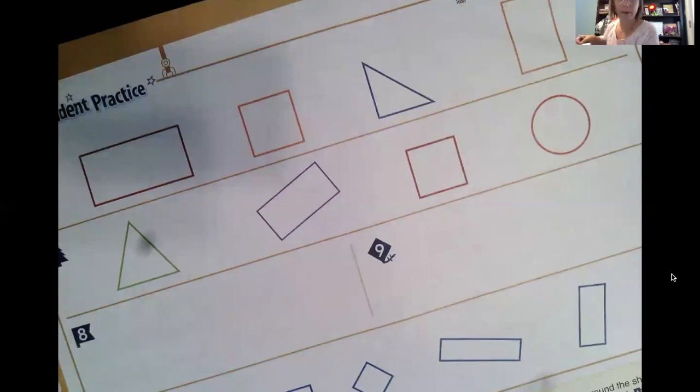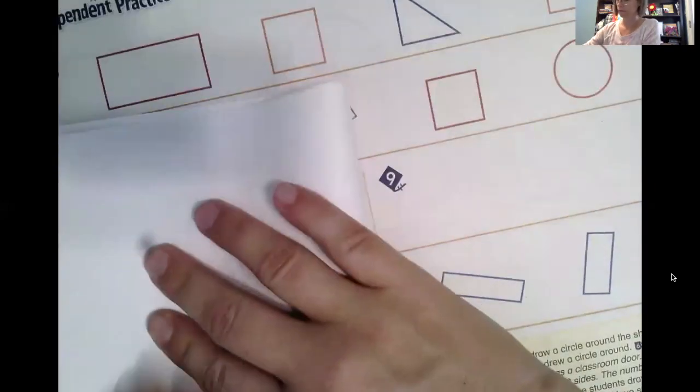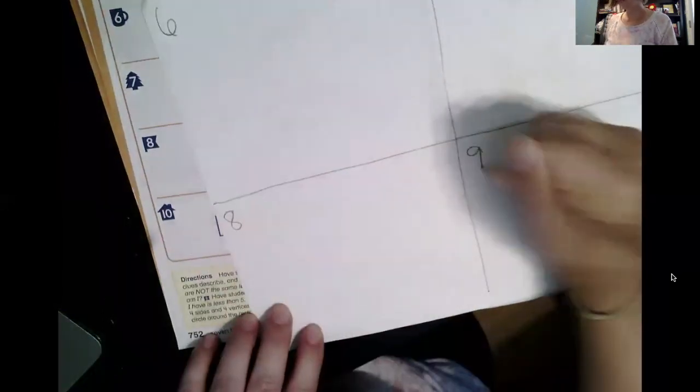Guess what you get to do now? You get to get a piece of paper. You get to fold it 2 times. 1, 2. When you open it up, you have 4 boxes. And we're going to label them 6, 7, 8, and 9.